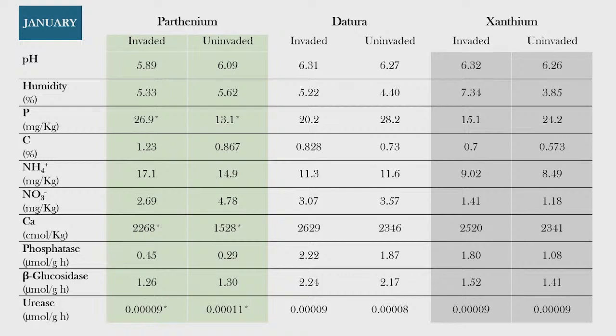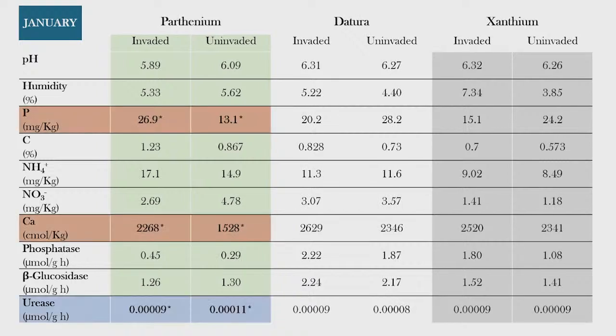This table shows the results for the soil characteristics and soil enzymatic activities for January, divided by the sites of Parthenium, Datura, and Xanthium. For soil characteristics, we look at pH, humidity, phosphorus, carbon, ammonium, nitrate, and calcium, and then enzymatic activities: phosphatase, beta-glucosidase, and urease. Just to clarify, these 3 enzymatic activities are linked to the cycles of phosphorus for phosphatase, carbon for beta-glucosidase, and nitrogen for urease. What we did was to compare invaded and uninvaded plots, these pair plots that we have.